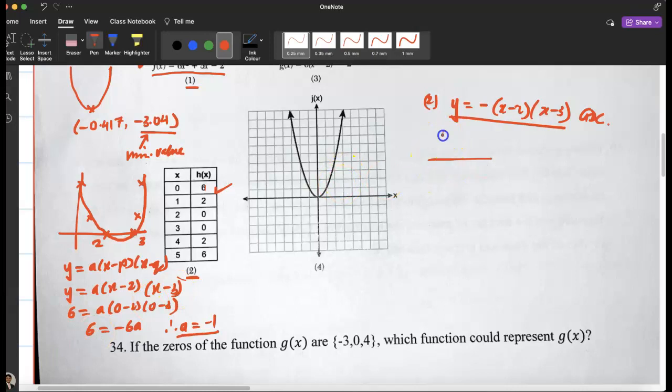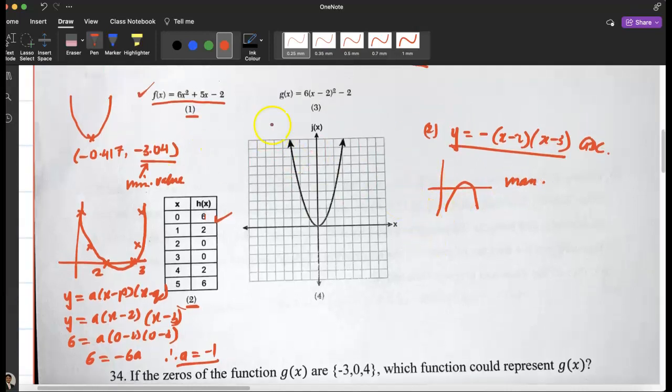It's a sad phase, correct? So you don't have a minimum value. This is having a maximum value. So this totally doesn't count. But this is how you can do that.